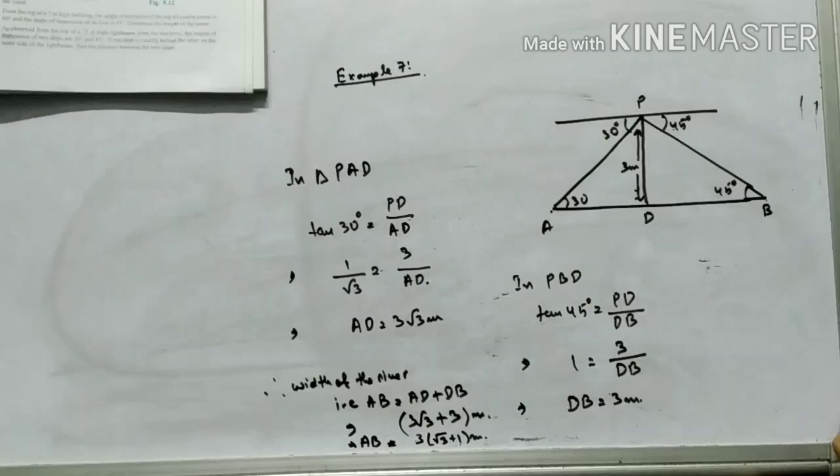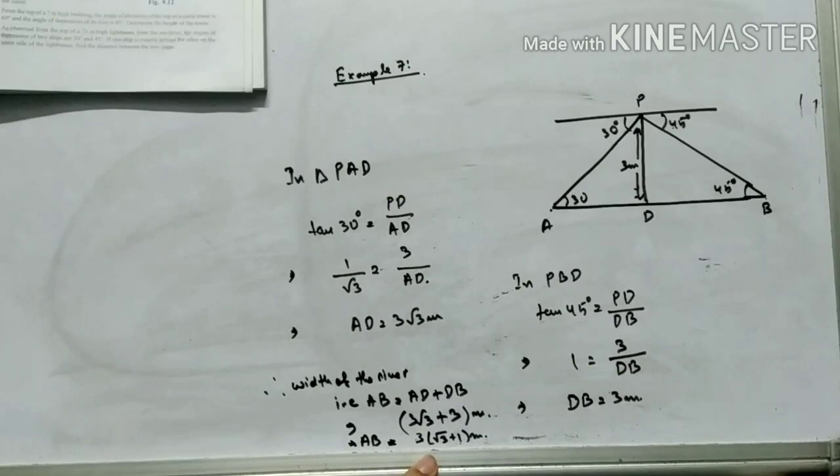Understand? So therefore the width of the river is 3 bracket root 3 plus 1 meters.